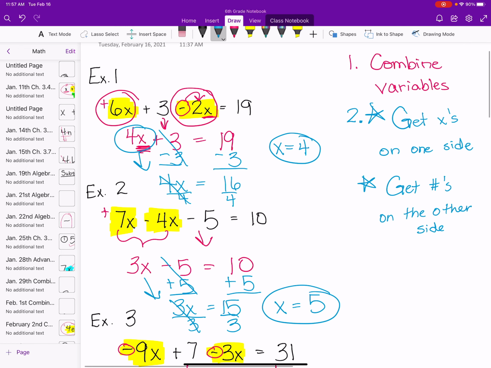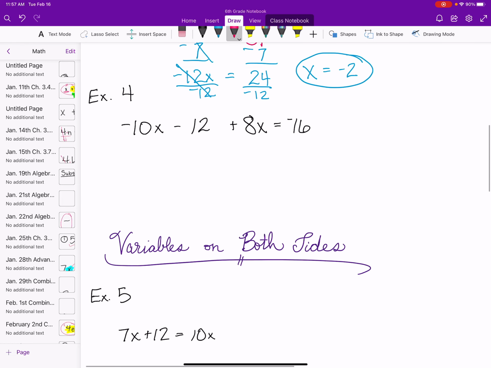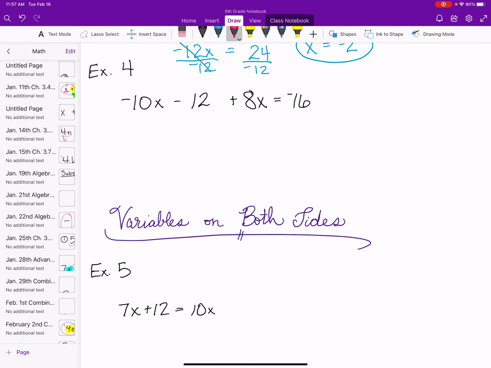So I combined variables. I got my x's on one side and my numbers on one side by doing addition and subtraction first, and then multiplication and division next. Okay, let's try another example.